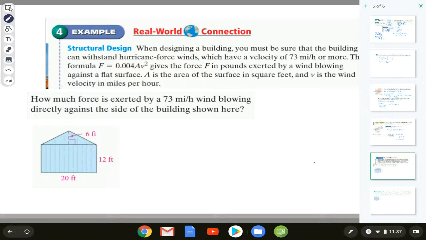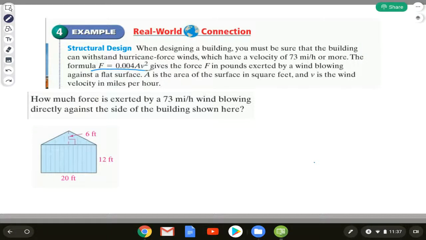A is the area of the surface in square feet, and V is the wind velocity in miles per hour. So how much force is exerted by a 73 mile per hour wind blowing directly against the side of the building shown here? If we're going to use this force equation, I need to know the area of the side of this building where the wind's blowing, and I need to know the velocity, which I was given: 73 miles per hour.